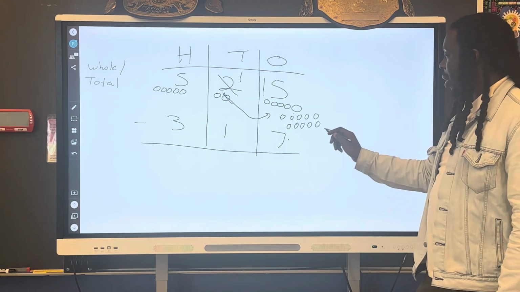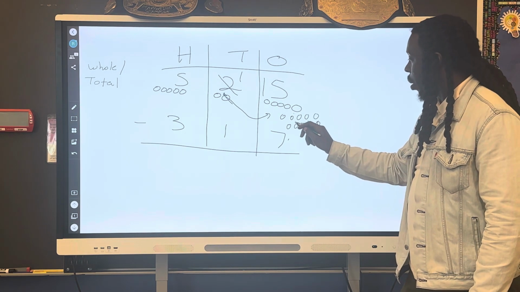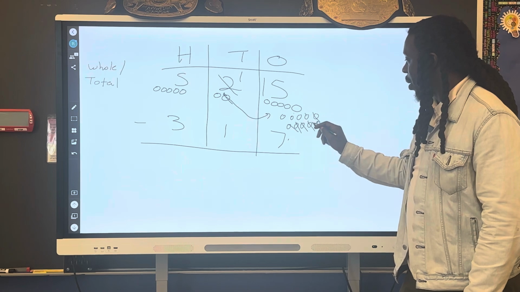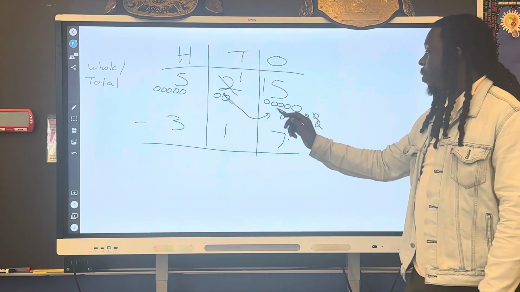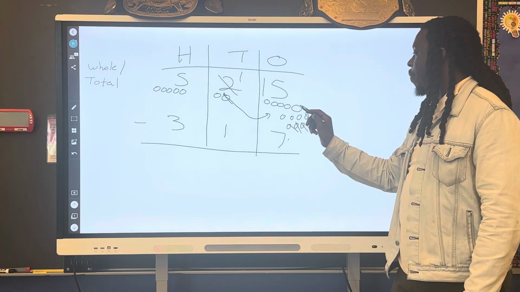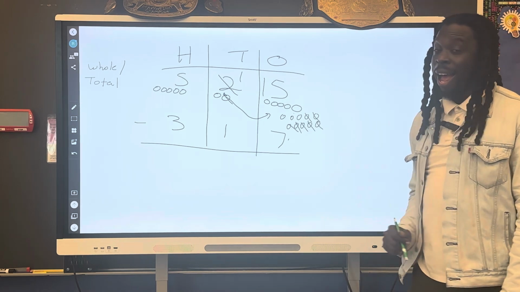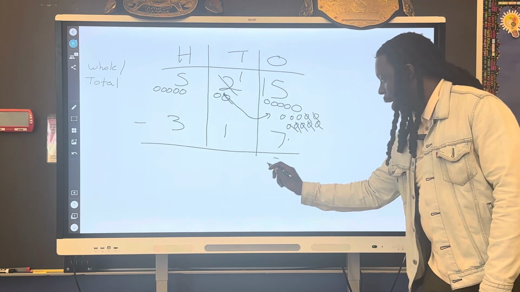Now we're going to subtract 7. 1, 2, 3, 4, 5, 6, 7. How many do we have left? 1, 2, 3, 4, 5, 6, 7, 8. Have 8 in there. So we're going to write 8.